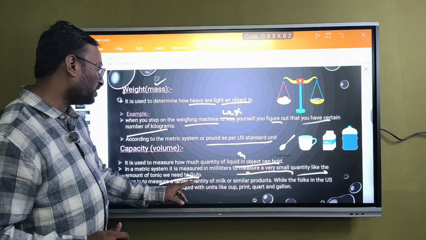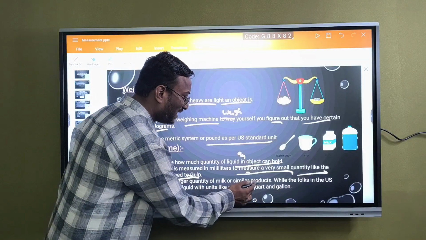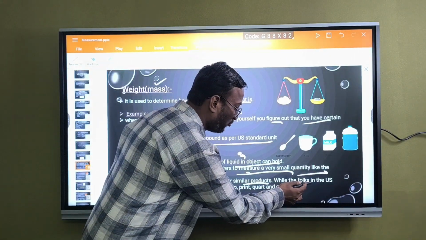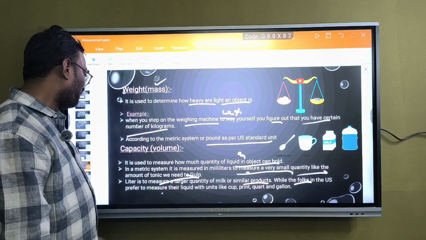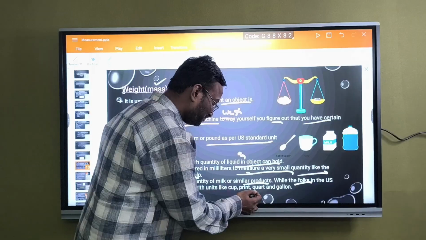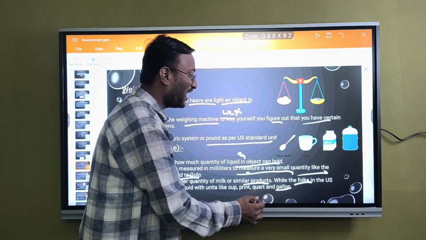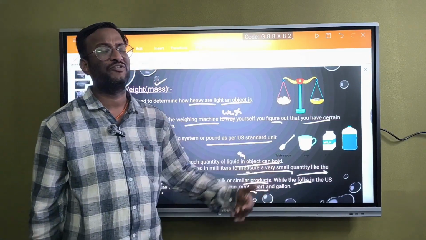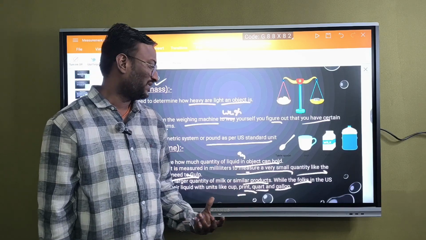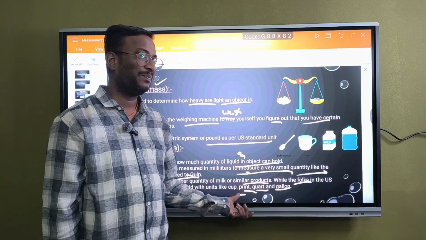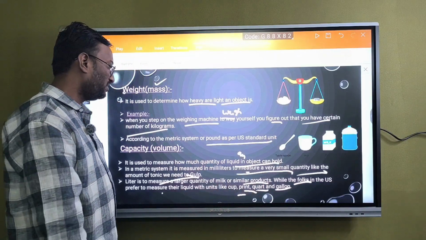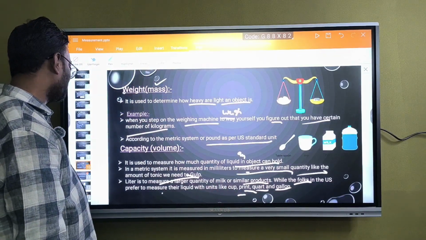Liter is to measure a large quantity of milk or similar products. While the folks in the US prefer to measure their liquid with units like cup, pint, quart and gallon. So these are the different systems of units in the United States. One is cup, one more is pint, one more is quart, one more is gallon. These were the different units they used to measure.